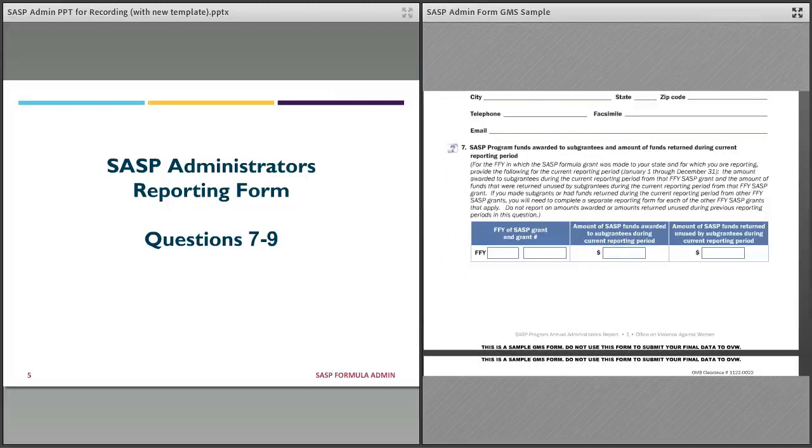In question 7, report the FFY, or federal fiscal year, and grant number that you are reporting on in the first column, and then report the amount of SASP program funds awarded to subgrantees and amounts of funds returned during the current reporting period. Note that in question 7, do not report on the amounts awarded or amounts returned unused during previous reporting periods.